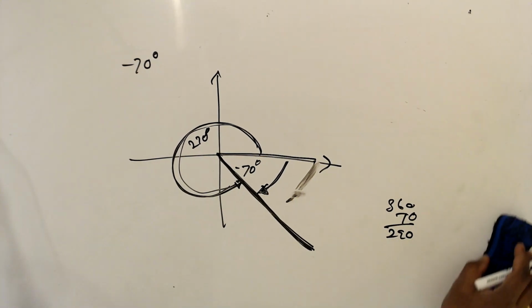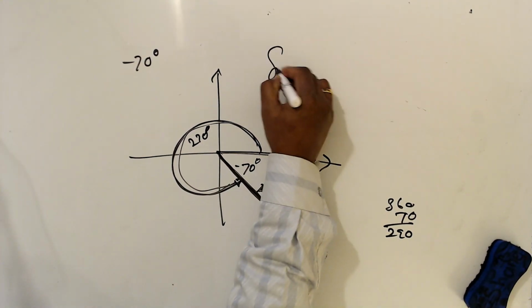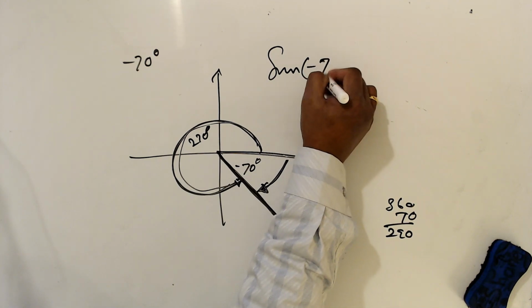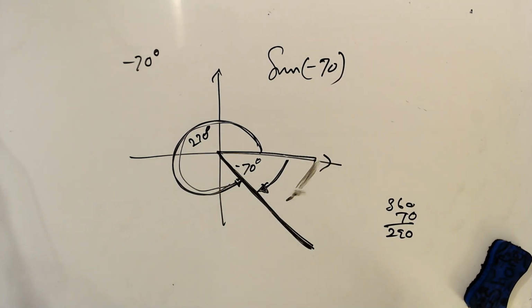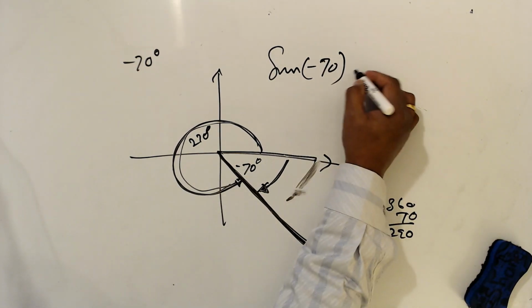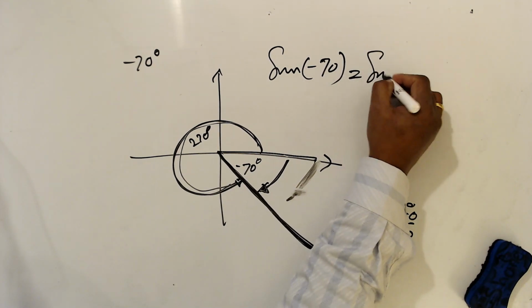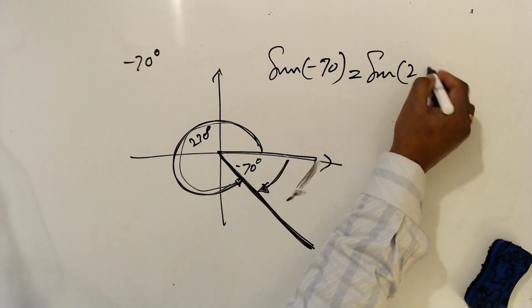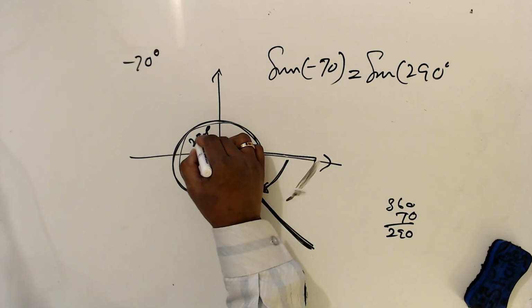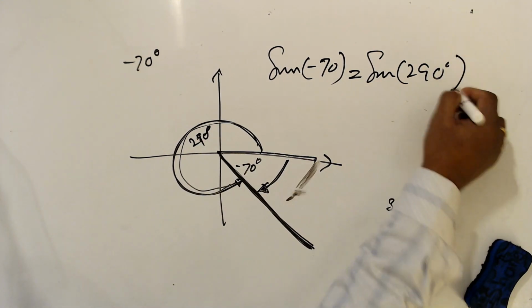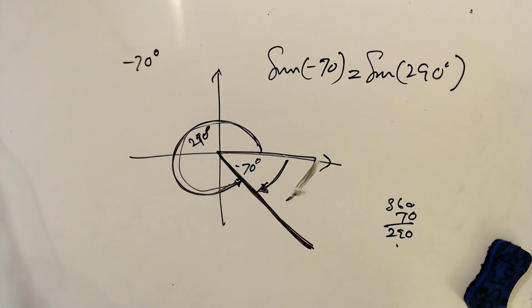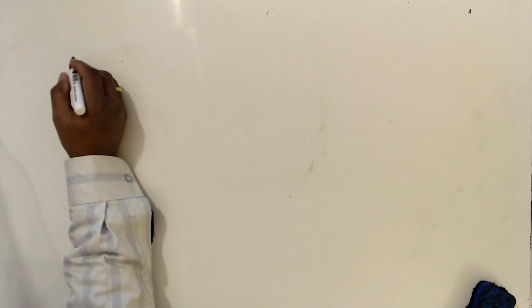So what is the use of this one? I want to find sine negative 70. This is the same as sine 290. Sine 290. Both same.